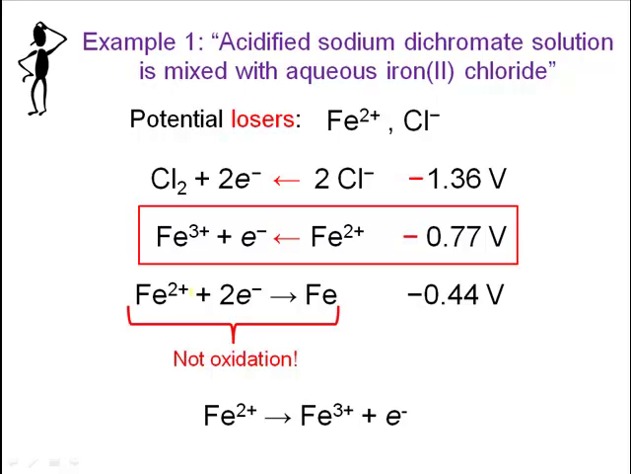So you get the equation, then you find the voltage for that equation. You have to reverse the equation in order to get the correct oxidation, because these were both oxidation.